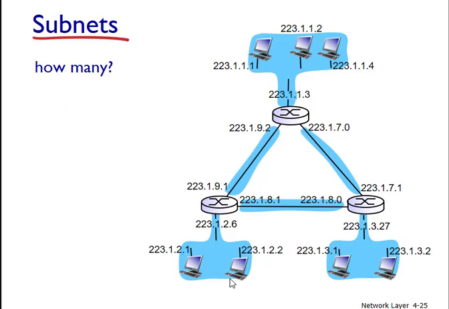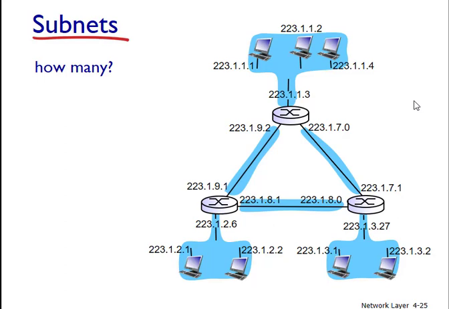But note that there are three additional subnets in this example: 223.1.9.0/24 for the interfaces that connect router 1 and router 2 right here, 223.1.8.0/24 for the interfaces that connect routers 2 and 3 right here, and 223.1.7.0/24 for the interfaces that connect router 3 to router 1.